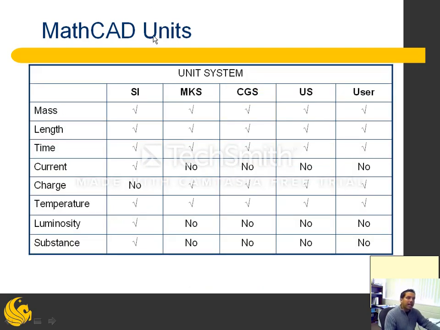Now MathCAD handles many unit systems. The SI as the default, the international system where mass is in kilograms, length is in meters, time is in seconds, current is in amps, charge is in coulombs, temperature is in Kelvin, and luminosity and substance. It can handle all of these. And then the MKS, which is very similar to the SI unit system. It's the meters, kilograms, and seconds. The CGS is centimeters, grams, and seconds. The US unit system, the feet and the inches and the pounds and so on. And a user-defined system, which you can define yourself, obviously.